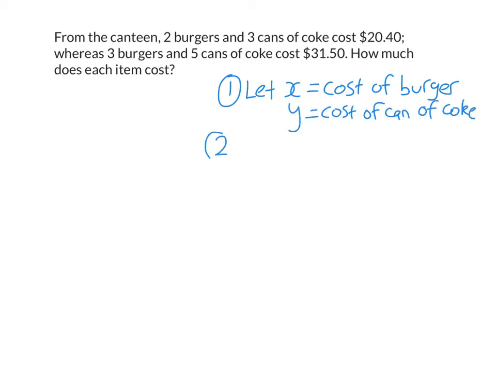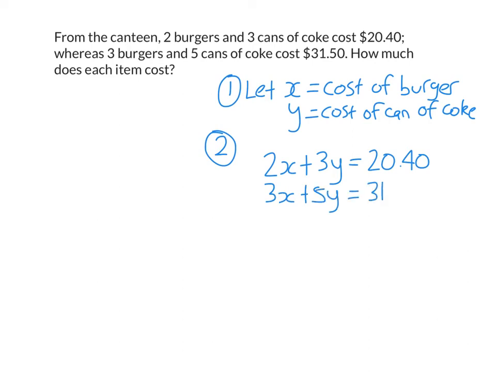So secondly, we're going to turn this information into two equations. The magic number with simultaneous equations is 2. So 2 burgers plus 3 cans of Coke cost $20.40, and then 3 burgers plus 5 cans of Coke cost $31.50. So we're going to solve this using elimination.